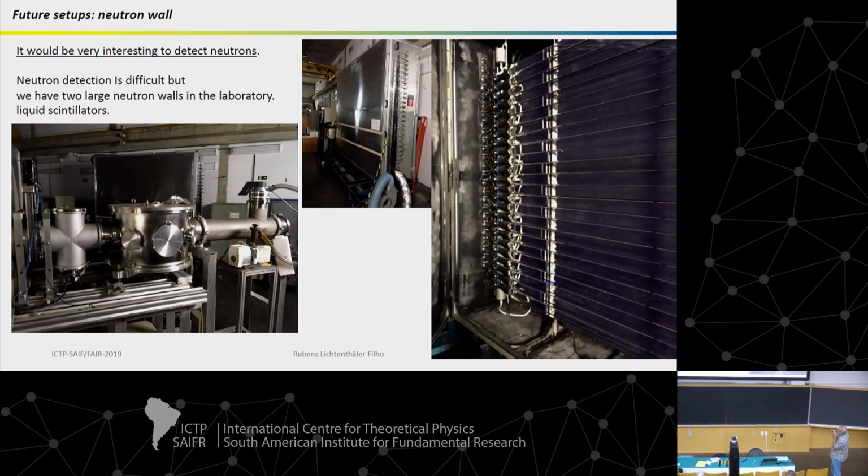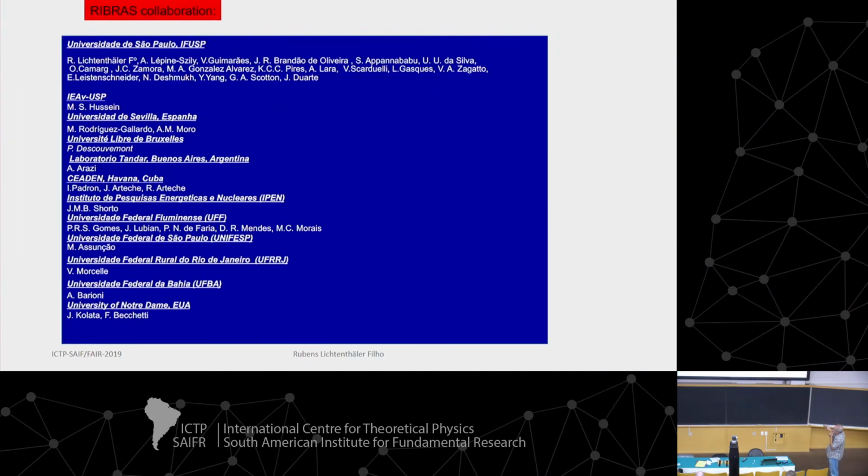And we also have this neutron wall in the laboratory that I will not go into details on here, but in principle, we could use it to measure neutrons, which would be very interesting. So this is the RIBRAS collaboration, and thank you for your attention.